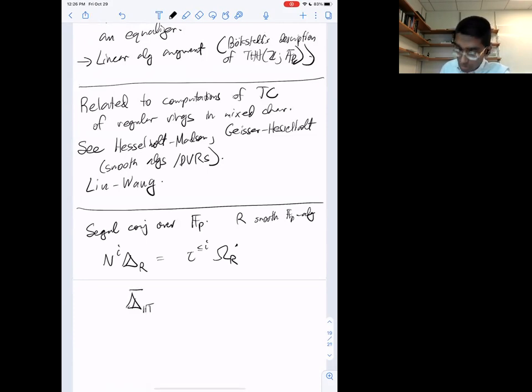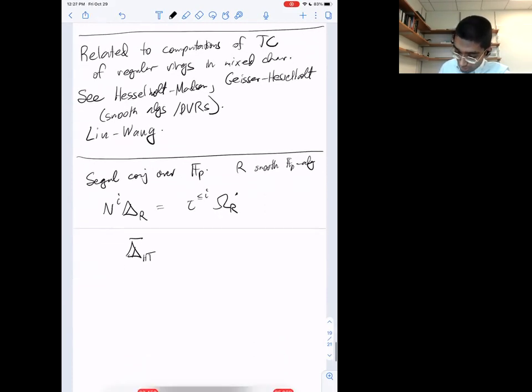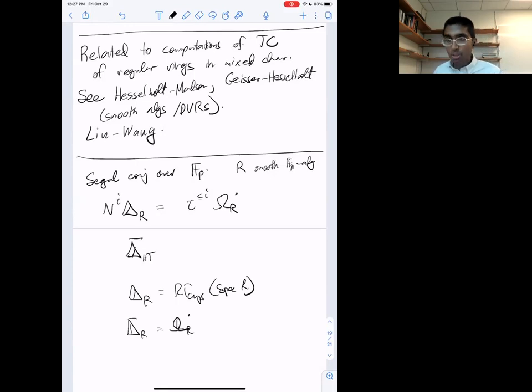Sorry, but shouldn't it? Okay, so right. Delta R will be just crystalline cohomology, right? Right. So delta R is the crystalline cohomology. And the Hodge-Tate cohomology of R is exactly the de Rham cohomology. Well, I was going to say derived de Rham cohomology, but here we can just say de Rham cohomology.